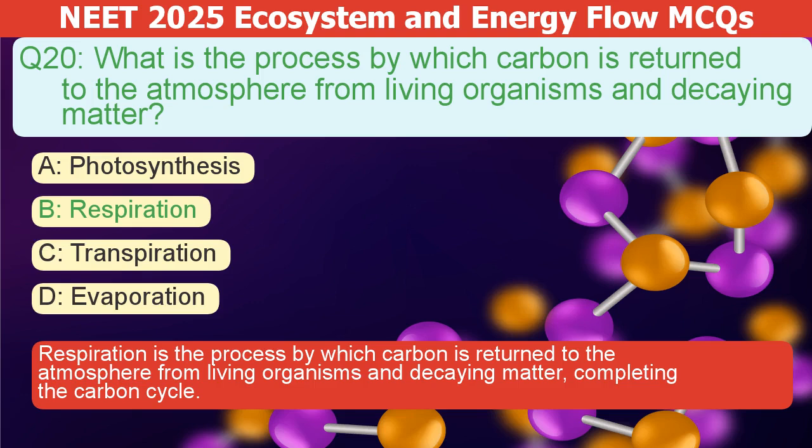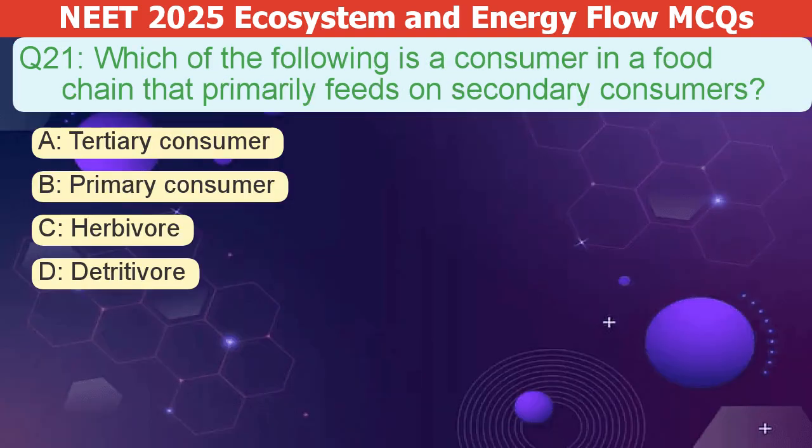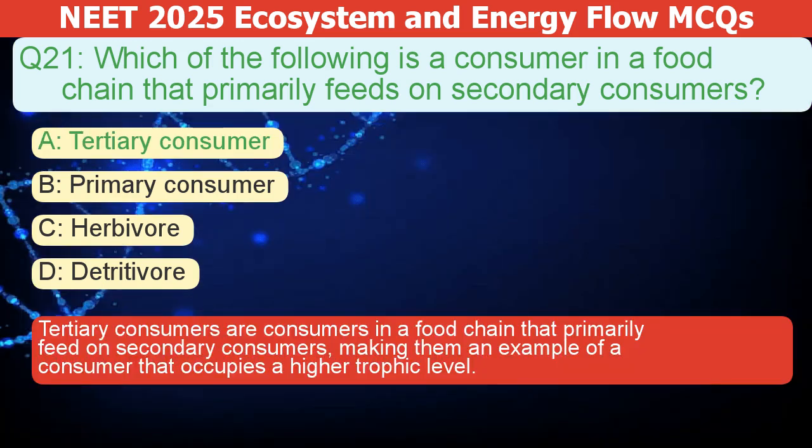carbon cycle. Which of the following is a consumer in a food chain that primarily feeds on secondary consumers? A. Tertiary consumer. B. Primary consumer. C. Herbivore. D. Detritivore. The correct answer is A. Tertiary consumers eat secondary consumers. This puts them at a higher trophic level.